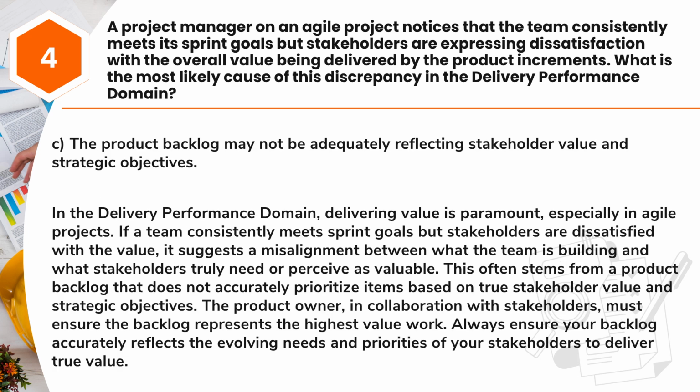Answer: C. The product backlog may not be adequately reflecting stakeholder value and strategic objectives. In the delivery performance domain, delivering value is paramount, especially in agile projects. If a team consistently meets sprint goals but stakeholders are dissatisfied with the value, it suggests a misalignment between what the team is building and what stakeholders truly need or perceive as valuable.